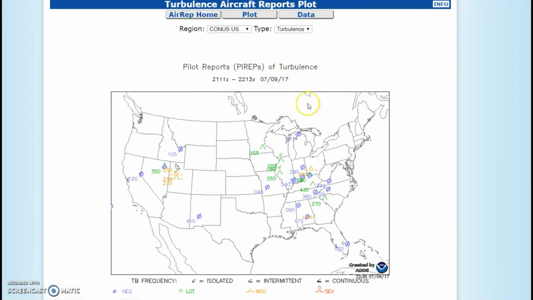Pilot reports for turbulence. We're getting light turbulence here in Minnesota at flight level 15,500. And also across the area to our southeast, we're getting some light, some trace, and also some moderate reports of turbulence. Other than that, it's pretty calm right now, but we'll get more reports as the day goes on.